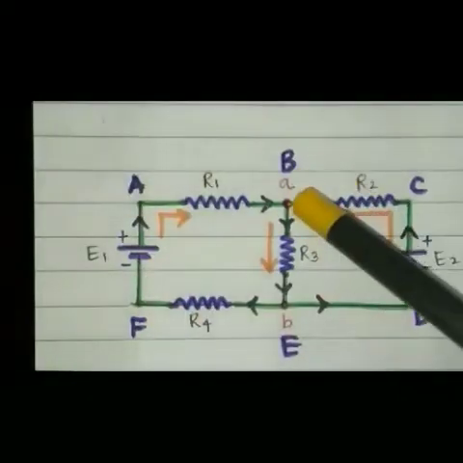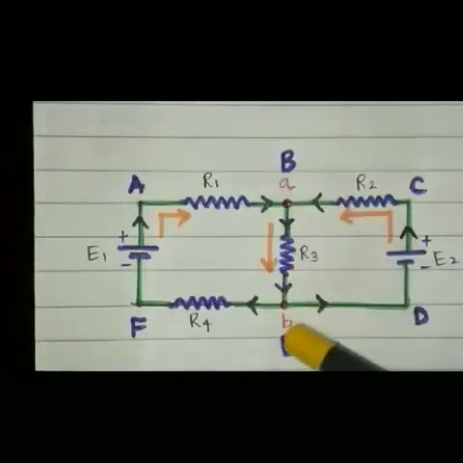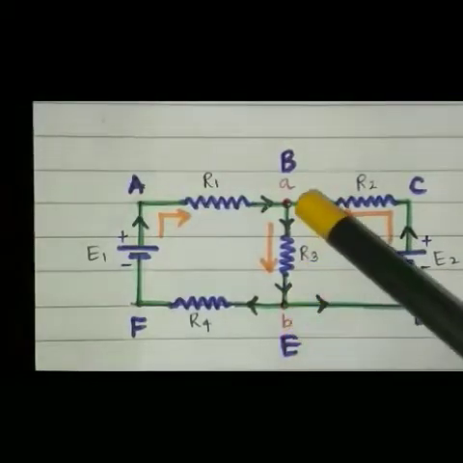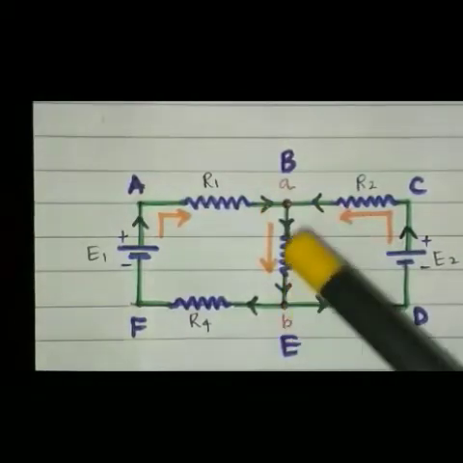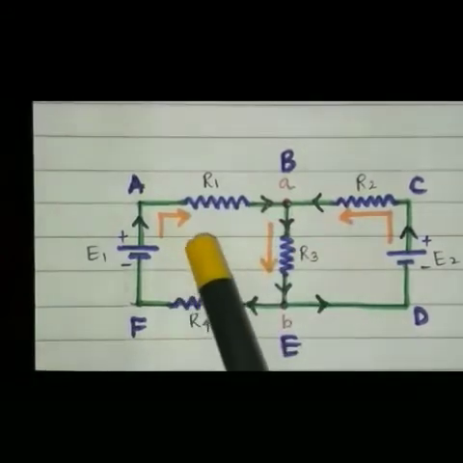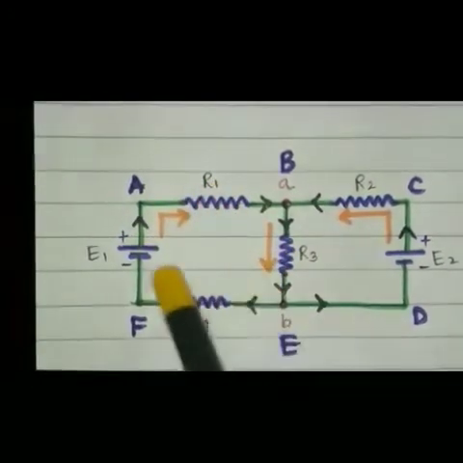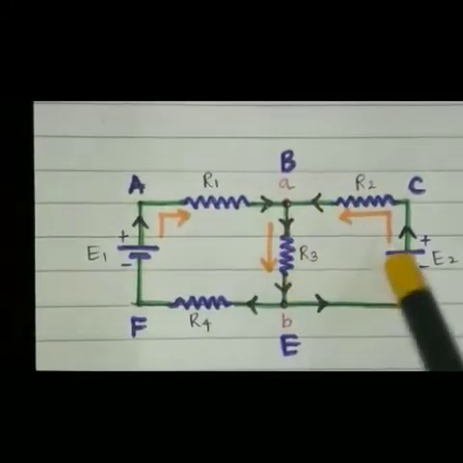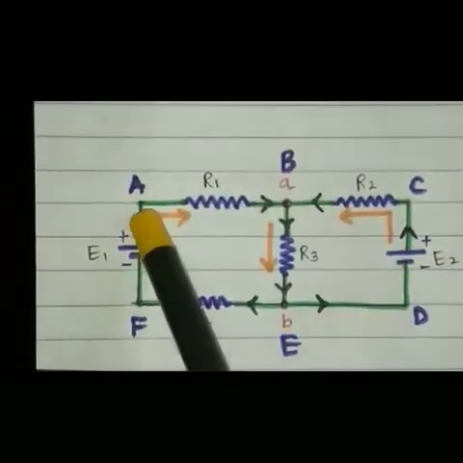In the circuit, I have 2 junctions, labeled A and B. You can see the current at A and B is splitting. And I have 3 loops. You can see here loop number 1, loop number 2, and the overall loop number 3.